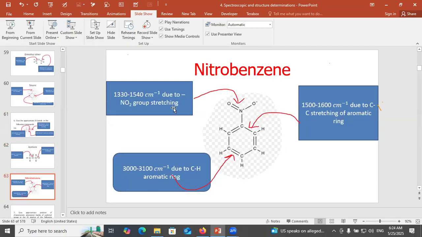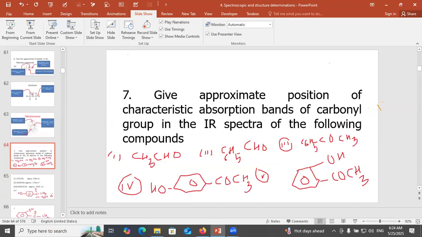In the case of nitrobenzene, 1330 to 1540 per cm is due to nitro group stretching, 1500 to 1600 per cm to carbon-carbon stretching in the aromatic ring, and 3000 to 3100 per cm to carbon hydrogen stretching in the aromatic ring.